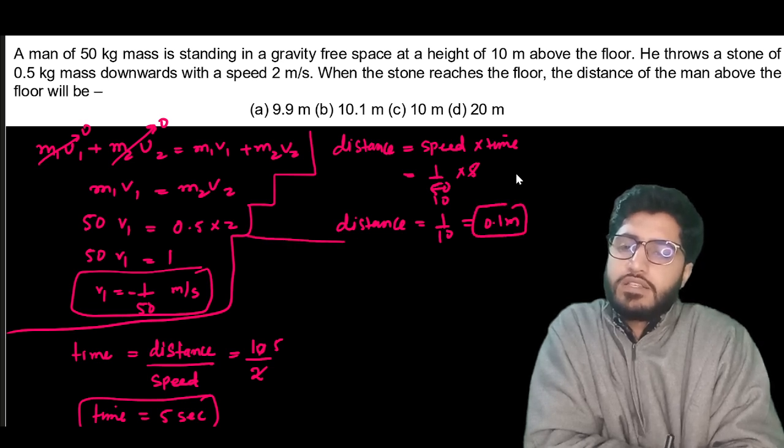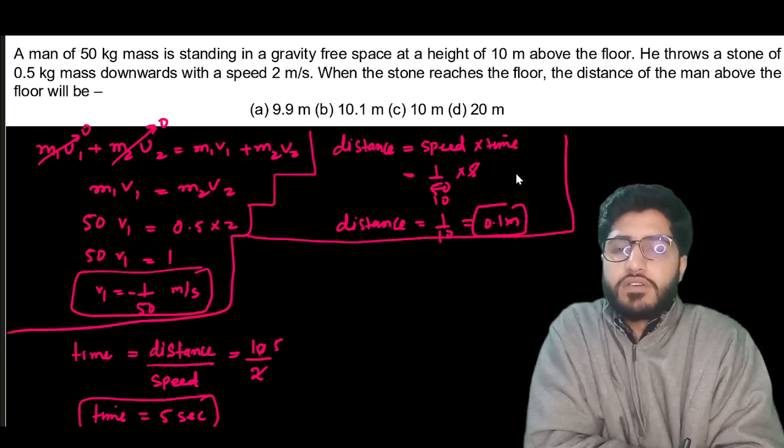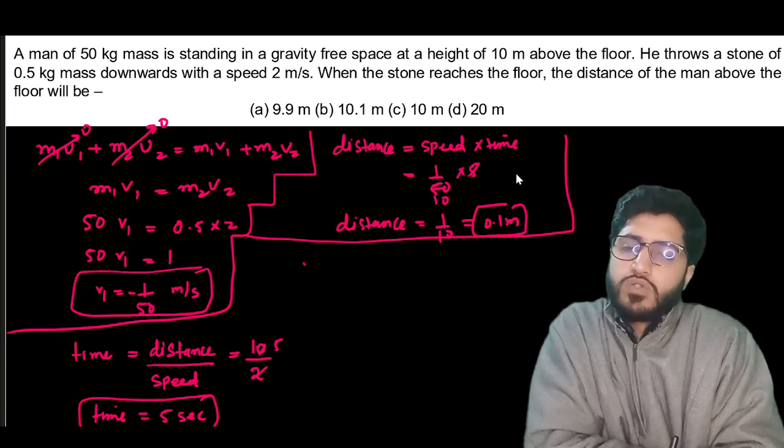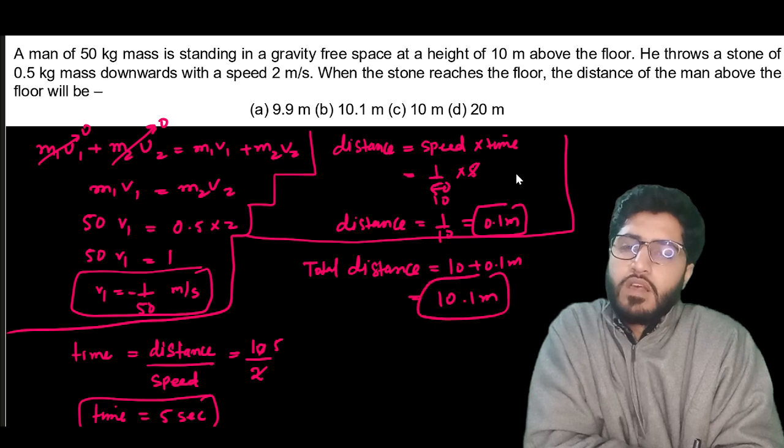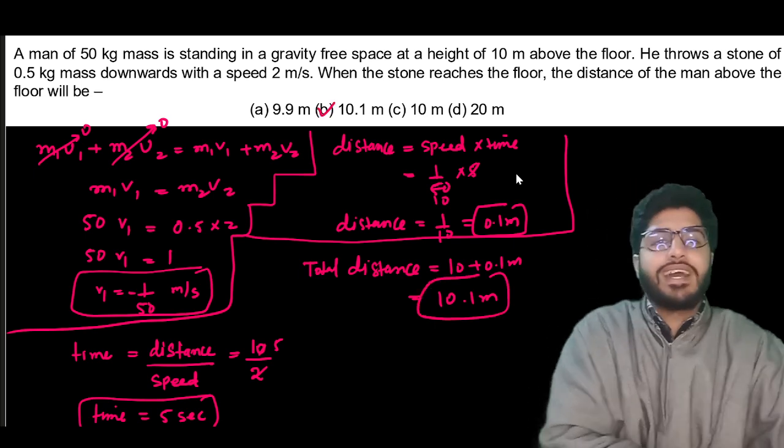Initially my distance is how much? Initially my distance is 10 meters. So now we have 0.1. So my total distance, right? My total distance is equal to 10 plus 0.1 meter, which came out to be 10.1 meter. I guess option number B is correct.